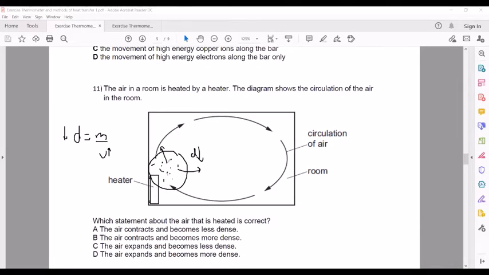The particles which come in contact with the heater absorb energy. As they absorb energy, they move away from each other, so the density of this region will decrease because the volume increases. So the particles will rise up. Hot energetic molecules always rise up. Which statement about the air that is heated is correct? Air expands and becomes less dense. When it becomes less dense, the hot air will rise up.